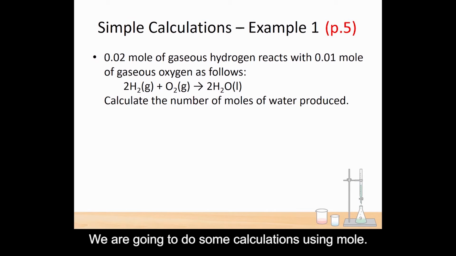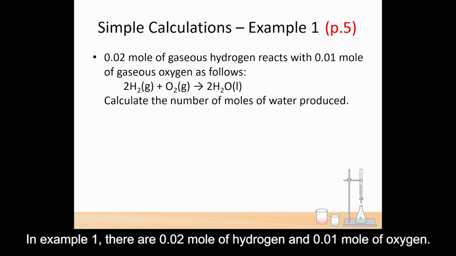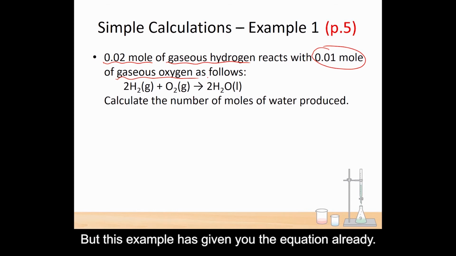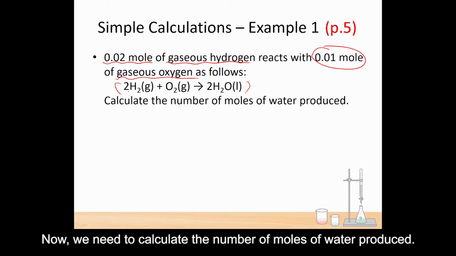We're going to do some calculations using mole. In example 1, there are 0.02 mole of hydrogen and 0.01 mole of oxygen. First, we have to write the chemical equation. But this example has given you the equation already.